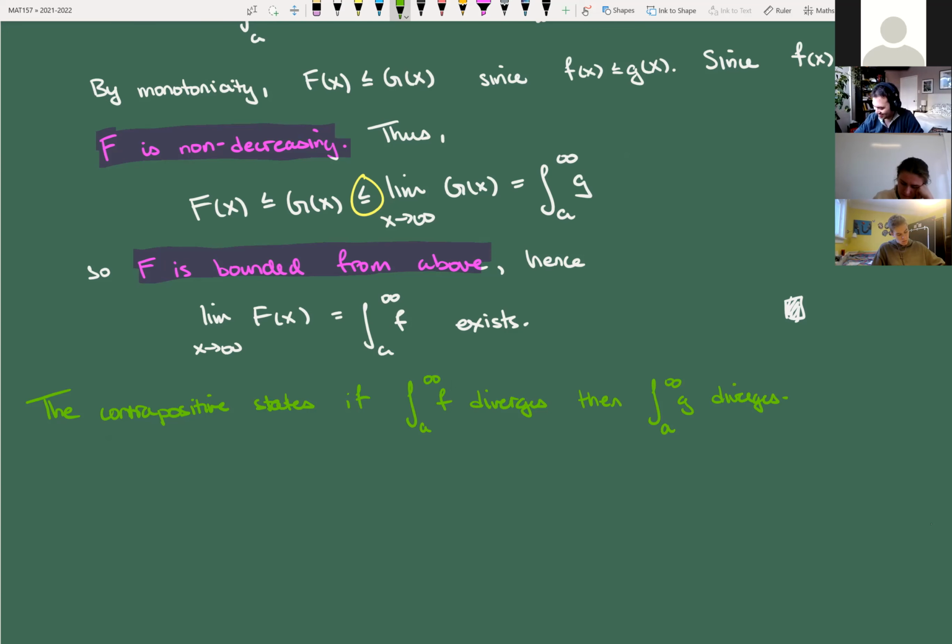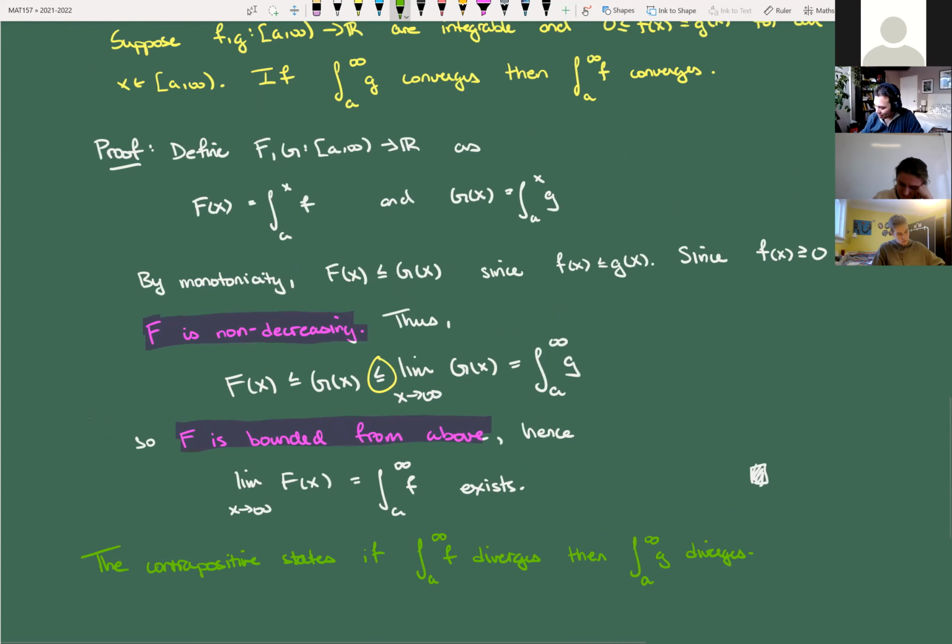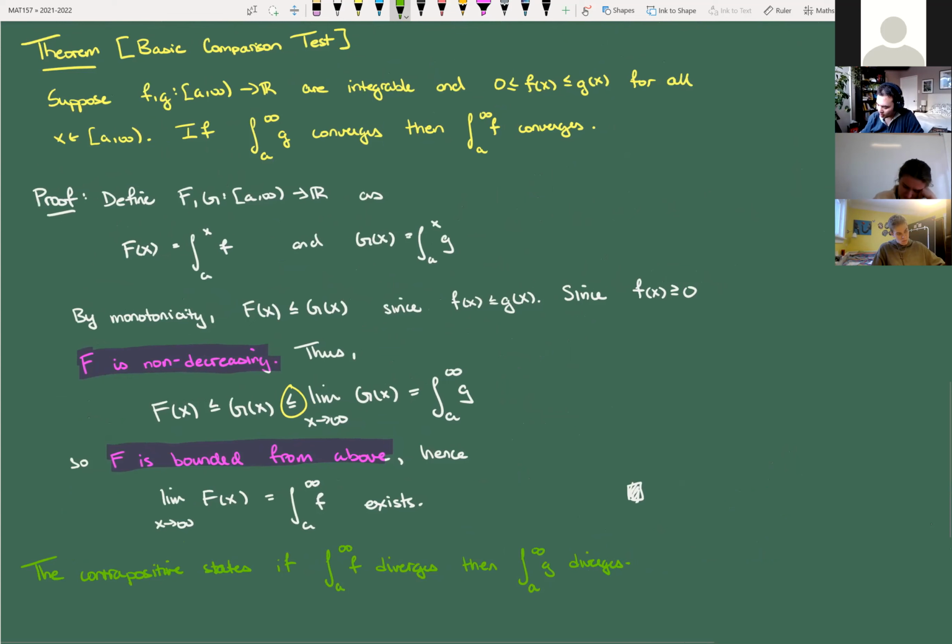Okay. All right, so again, maybe let me zoom out so you can see the theorem statement, right? The theorem statement is if G converges, F converges. The contrapositive is if F does not converge, then G does not converge. And does not converge, of course, is the same as diverges, right? So if F diverges, then G diverges. And so that's important, because the basic comparison test isn't just a test that you can use to prove that something converges. You can use it to prove that things diverge as well.